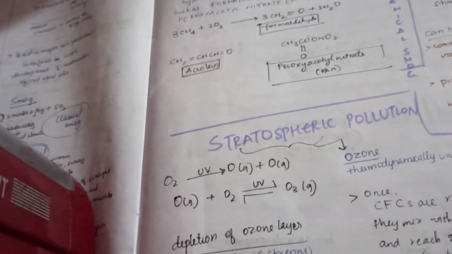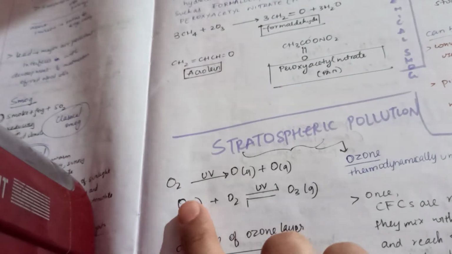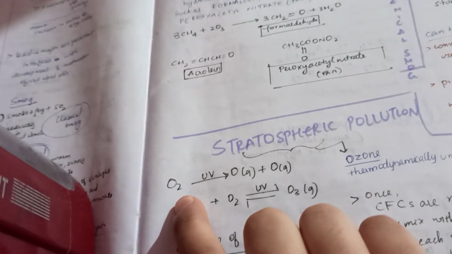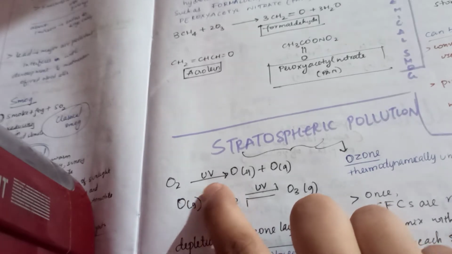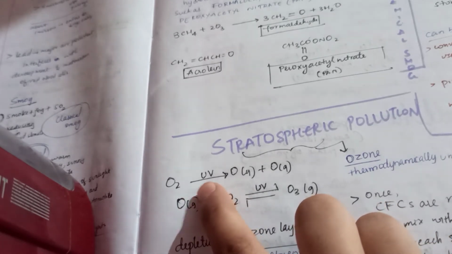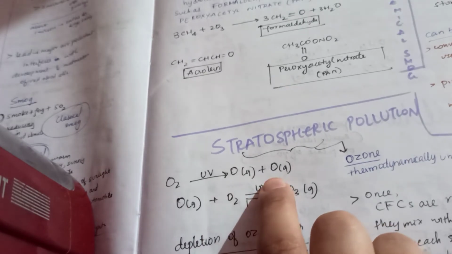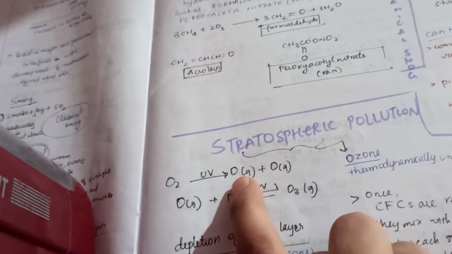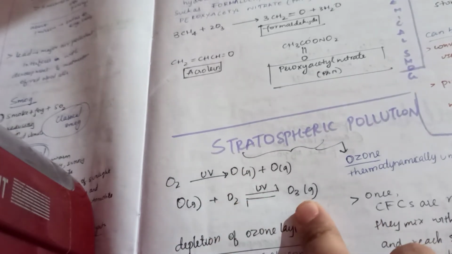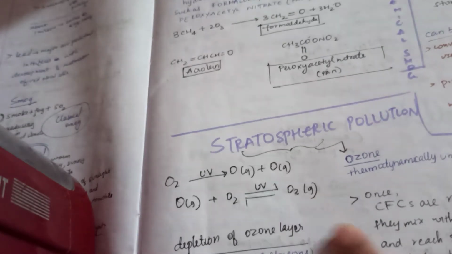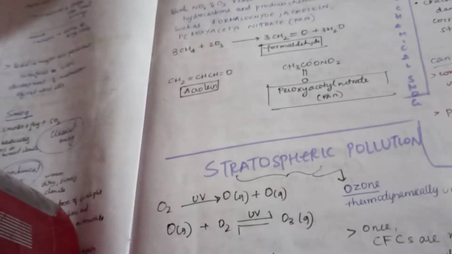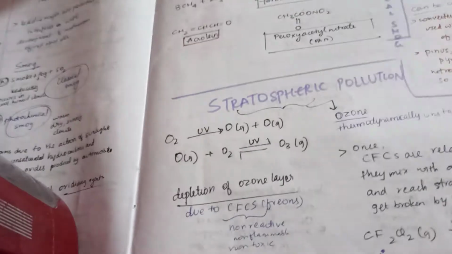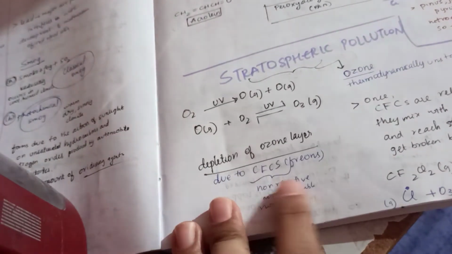helps the earth. In what way? It protects us from highly dangerous UV rays. Okay, when O2 passes through this UV, it forms O plus O. Then this O, the formed oxygen atom, reacts with oxygen again and gives O3. Okay, this is the way ozone is formed. Ozone is thermodynamically unstable.